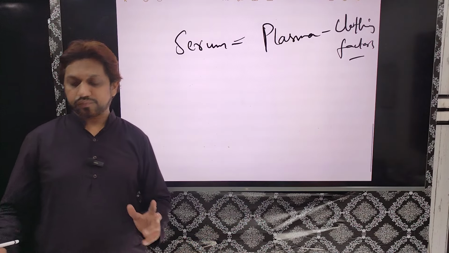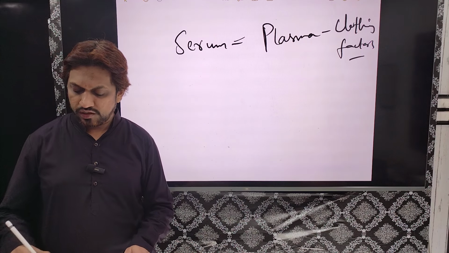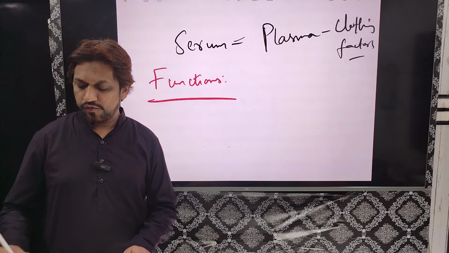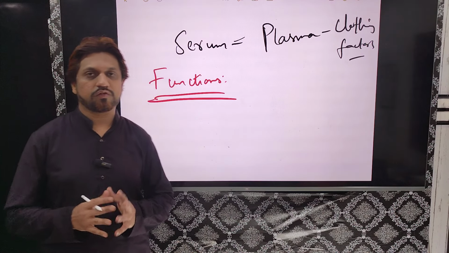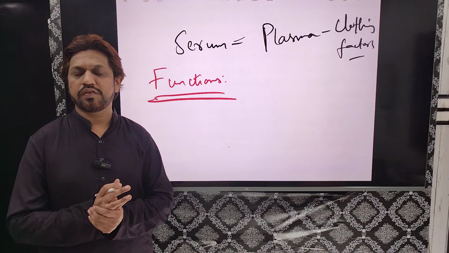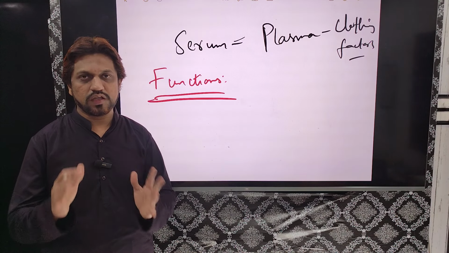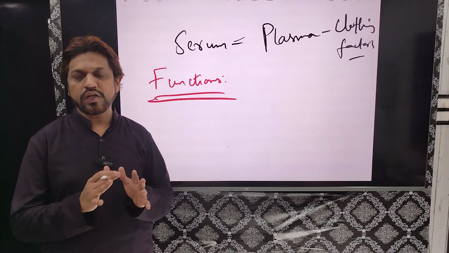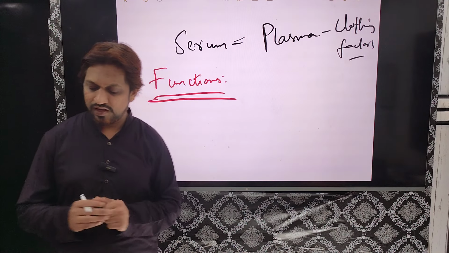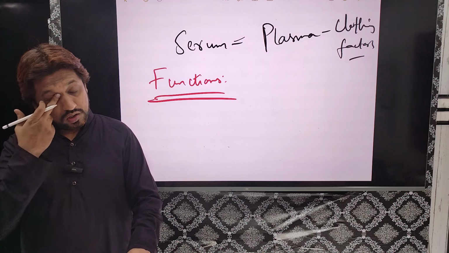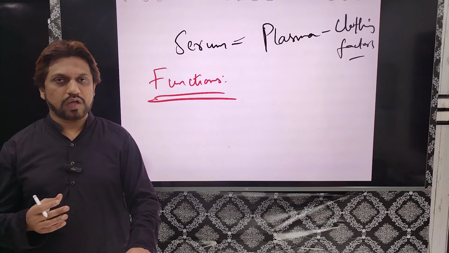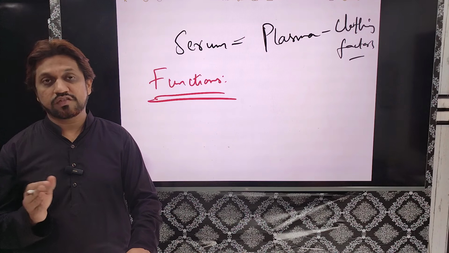Now let us discuss the most important thing, the functions of the plasma proteins. Before that, a few words about synthesis. These plasma proteins, albumin, globulin and fibrinogen, are basically produced in the liver in normal adults. In embryonic life, they are synthesized in the yolk sac or the mesenchymal cells. Except for gamma globulin, that is immunoglobulins, all the plasma proteins are synthesized in the liver.